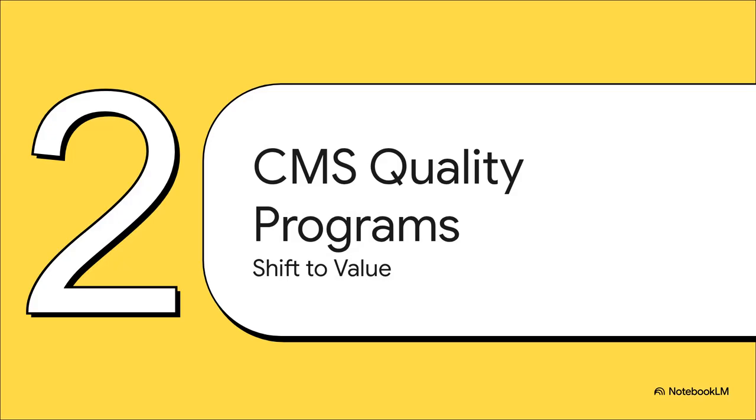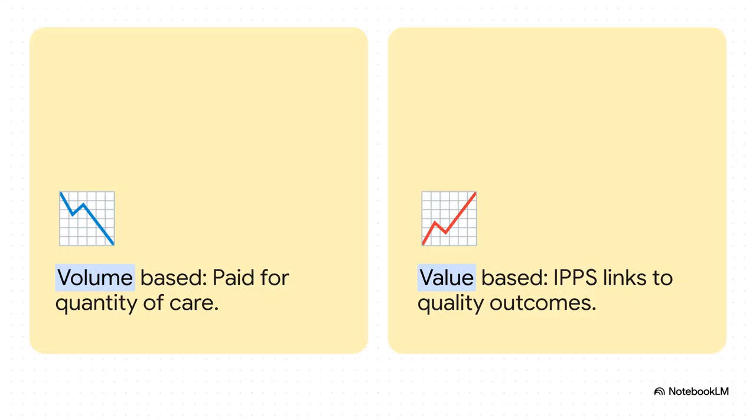Moving right along to the CMS quality programs. What's really fascinating here is how CMS, the Centers for Medicare and Medicaid Services, is fundamentally rewriting the rules on how hospitals get paid. Think about the old days of healthcare for a second. We used to be in a volume-based world, where hospitals were paid just for the sheer quantity of care they cranked out. Fee-for-service, right? Well, those days are gone. Instead, under the Inpatient Prospective Payment System, CMS now links your MS-DRG reimbursement directly to value. That means clinical quality, patient safety metrics, and overall patient experience are what actually dictate the final payment. It's a total game changer.